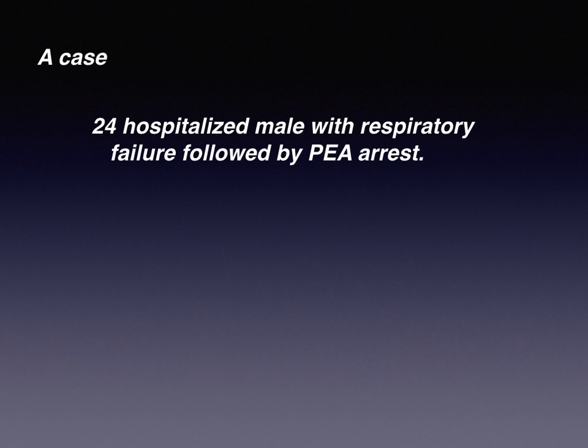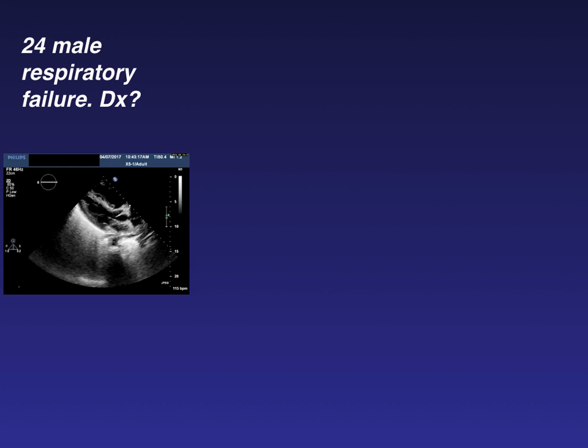Now, since we're running short on time, what I'd like to do is go through a case very briefly of a 24-year-old hospitalized male with respiratory failure followed by a PEA arrest. So as you CLUE this patient, the first thing you get is your parasternal long axis. And what do you see? You see here a hyperdynamic left ventricle and a small left atrium. So right away you know that it's very unlikely this patient has cardiac dyspnea as the cause of his respiratory failure.